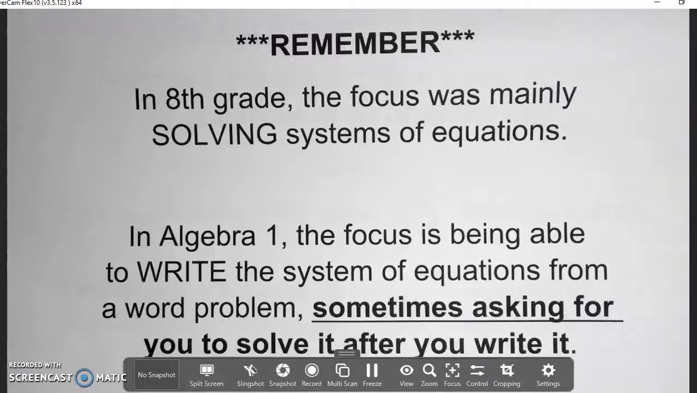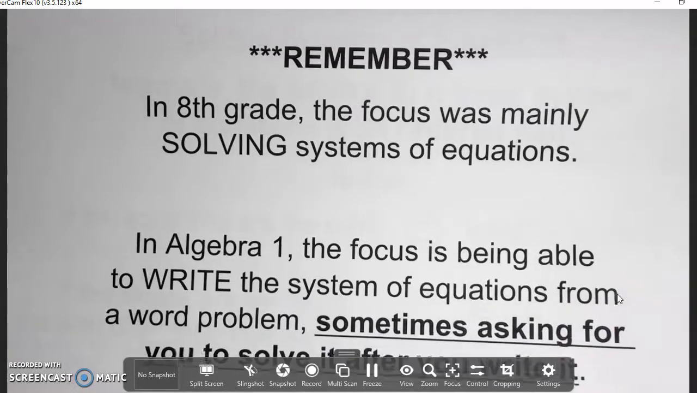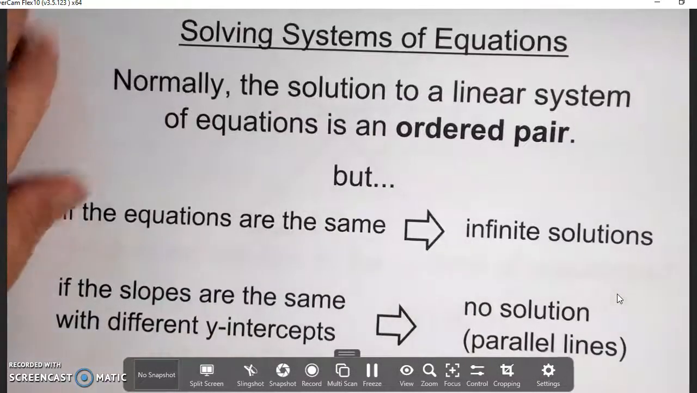Okay, guys, so today we are going to discuss solving systems of equations. In 8th grade, your focus was mainly on solving them. In Algebra 1, the focus is you writing them from a word problem, which we practiced earlier. But sometimes they may want you to solve it after you write it.